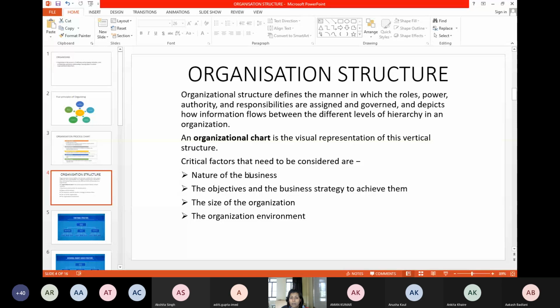Whereas on the contrary, if you see a government organization or a military organization, you have to follow the orders there. So definitely the organization structure would be different there, and it would be different in other sectors. Do you agree with this? Yes, ma'am. Yeah, so that is why you have to consider all these factors while designing the organization structure, right? Now on the basis of this, you can go further in designing the organization structure.